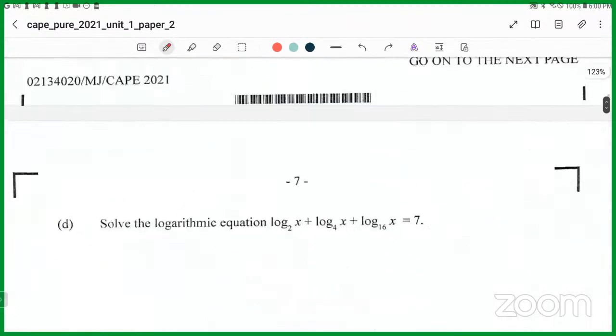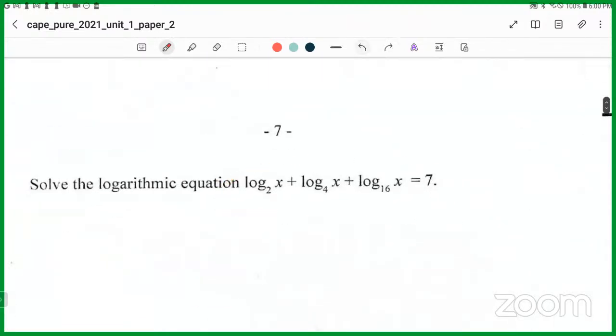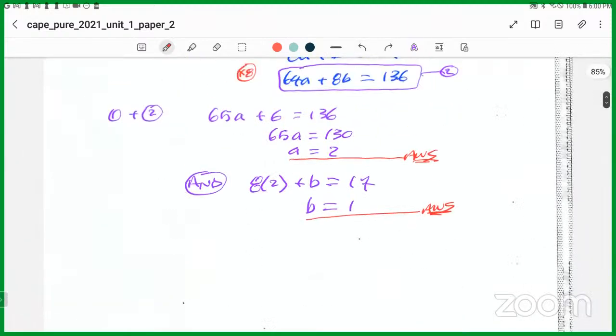This is the topic that we're doing next. Logs. Logs and indices. But that is it, guys.